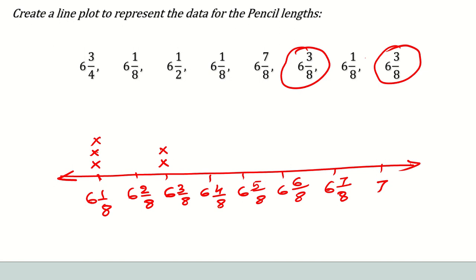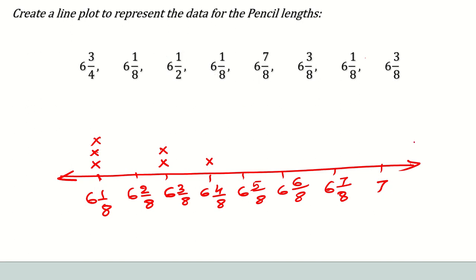Now 6 and 4 over 8, where do we have 4 over 8? 4 over 8 means 1 by 2. So 1 by 2 you can see here we have, and anywhere else 1 over 2, no. So just one time, so just put 1 cross here. Then 5 over 8, do we have? No, we don't have 5 over 8.